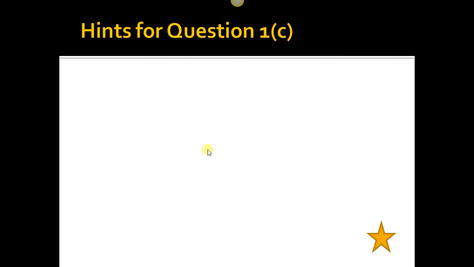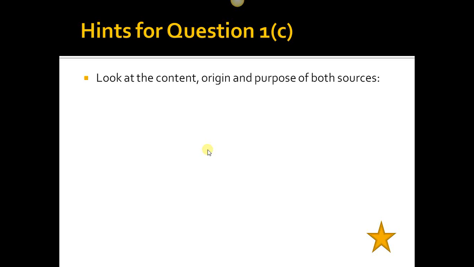A little bit of extra help and advice for the hints and tips section for question 1C is look at the content, origin and purpose of both sources. When it comes to the content, what does the source say? Stop and think. What does the source say? Is it saying good things? Is it saying bad things?